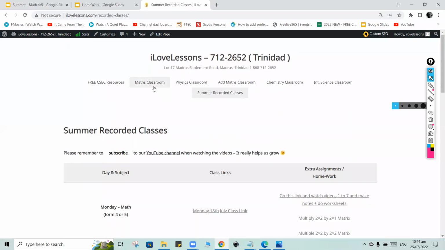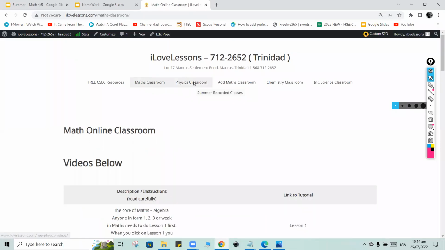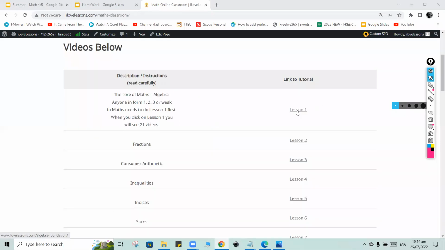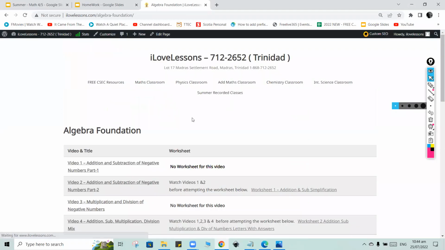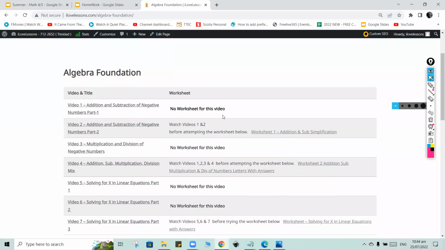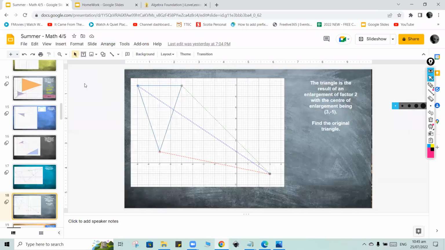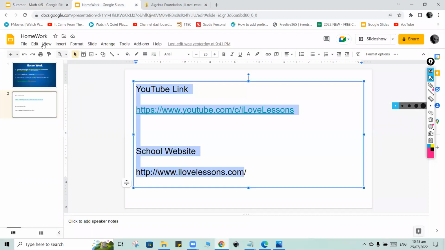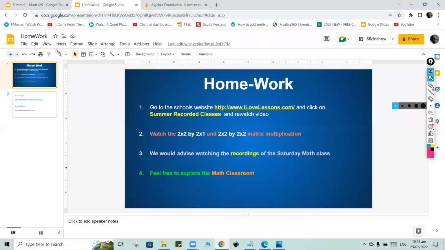Also, I'm hoping by now everyone went to the maths classroom and went to lesson 1 as agreed last week, and you did videos 1 to 7, right? So that was mandatory homework, and it had some worksheets and whatnot. But there is some additional homework today. I just wanted to clear it up with you guys. I'm writing it out on the screen here, so no one has an excuse.